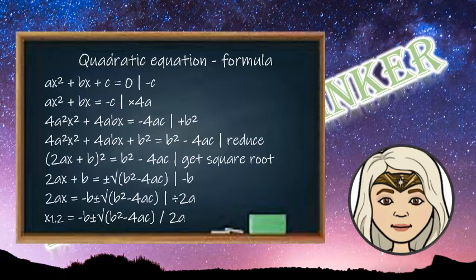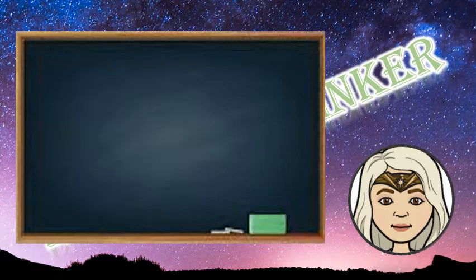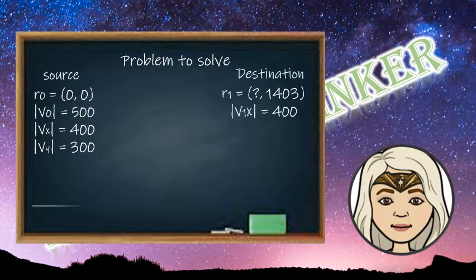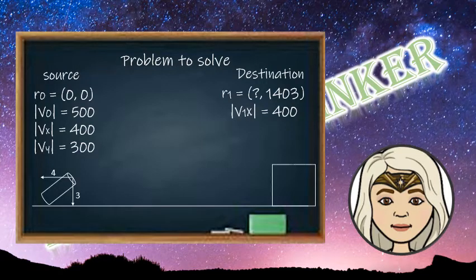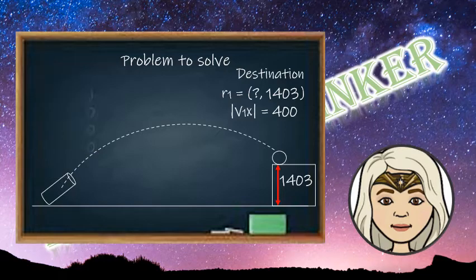I suppose most of you know this formula or have come across it at least once before. So now we will try to solve a slightly more complex problem in ballistic motion. We will be left with the same cannon, the same speed, and the same angle, but this time the target is at an altitude of 1,403 meters above the height of the cannon. What is the distance of the target from the cannon?